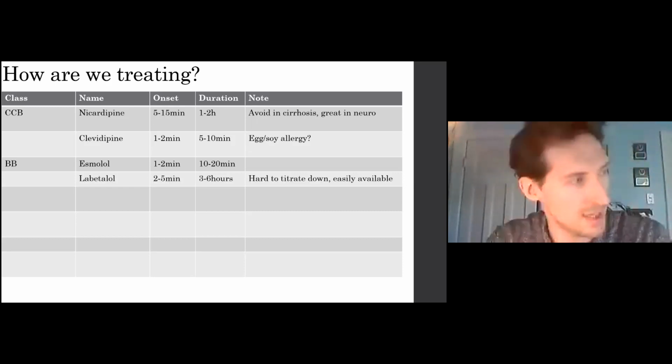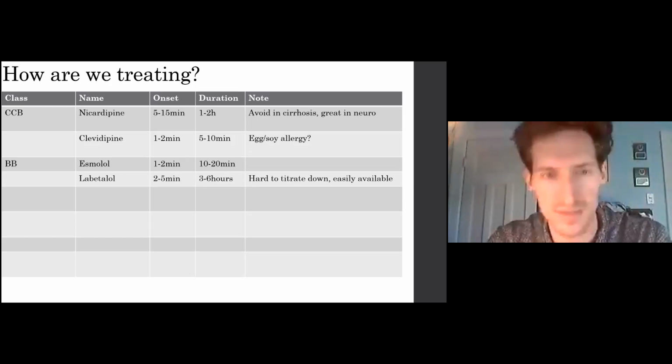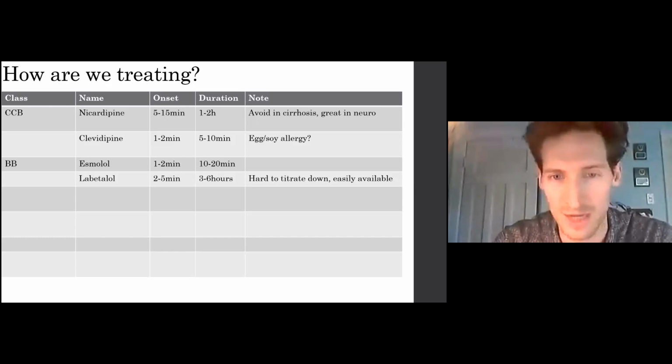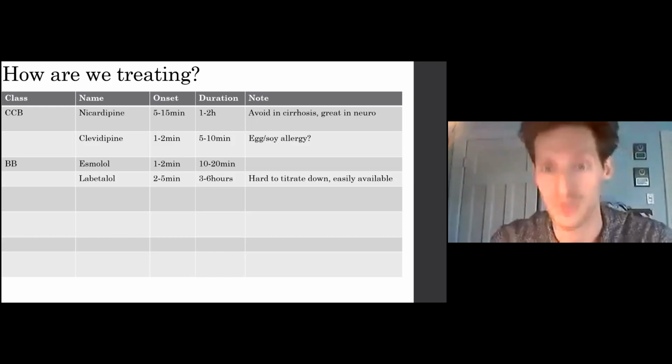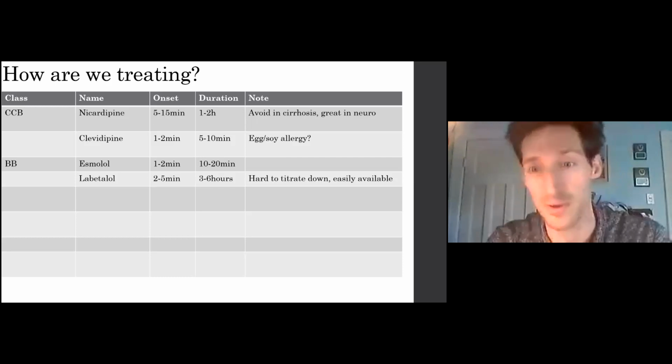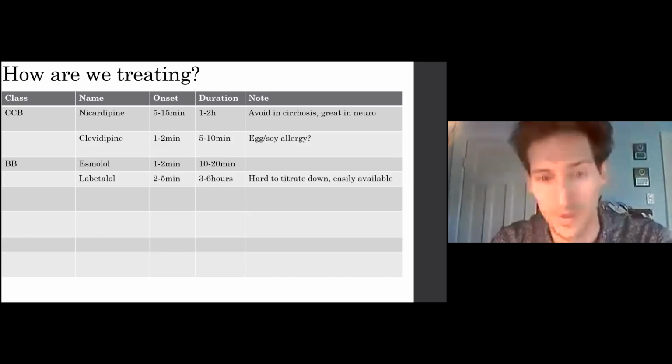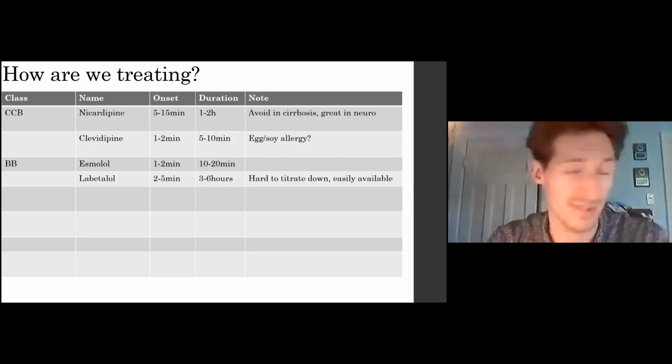Labetalol, obviously the duration is quote unquote problematic. It's hard to titrate down, but I do appreciate it because it's so easily available. It's one of the quickest things that you can actually get from your nurses, and it's absolutely great as a bolus agent. Because fine, it's hard to titrate down, but you can still titrate up, right? And so that's exactly how it's meant to be used.